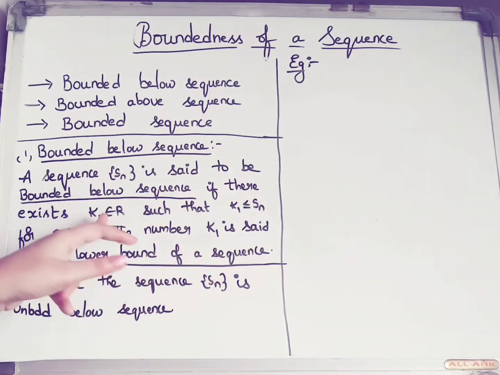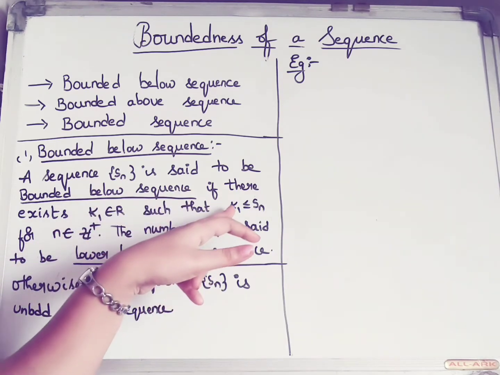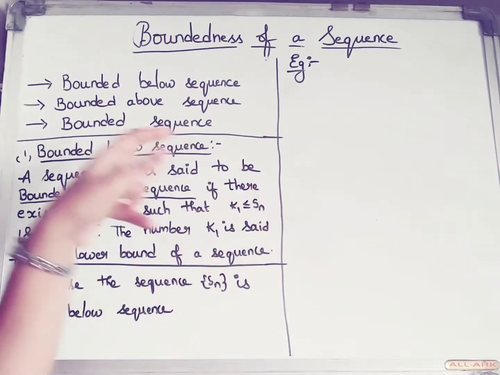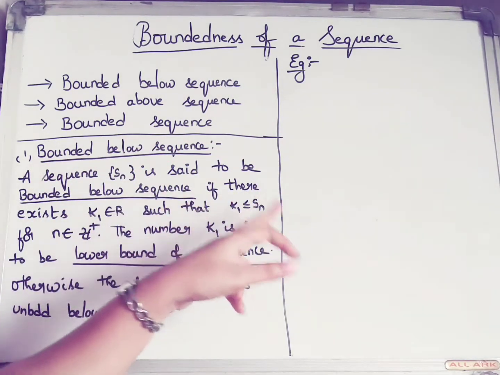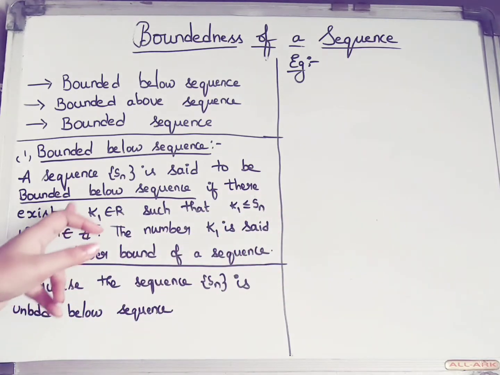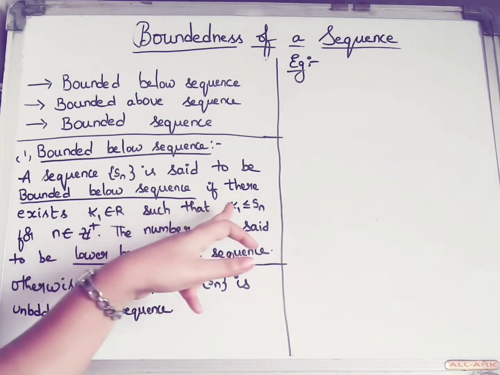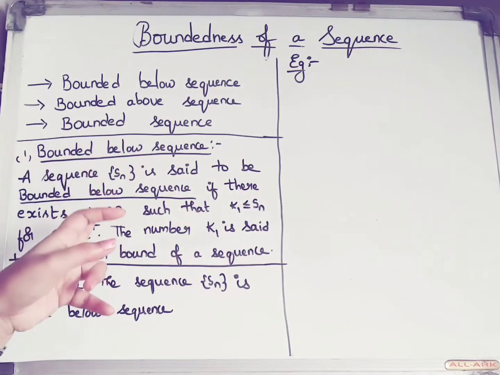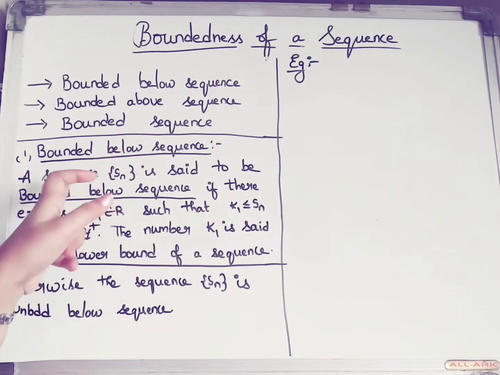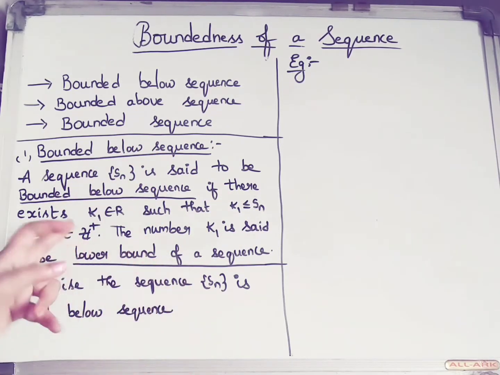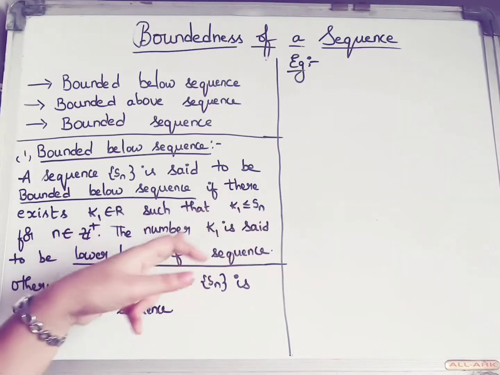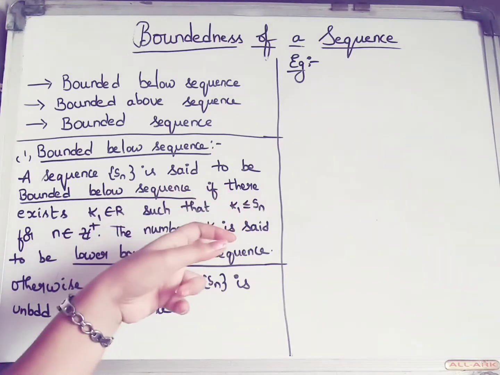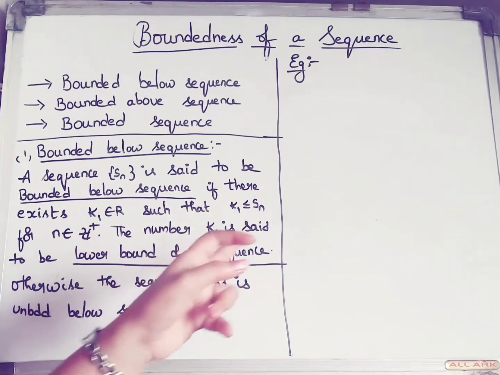If there exists any real number such that k1 less than or equals to Sn, that real number should be less than or equals to each and every term in that sequence. So k1 less than or equals to Sn for n belongs to Z plus. Then we say that the sequence is bounded below sequence, and the number k1 is said to be lower bound of the sequence.